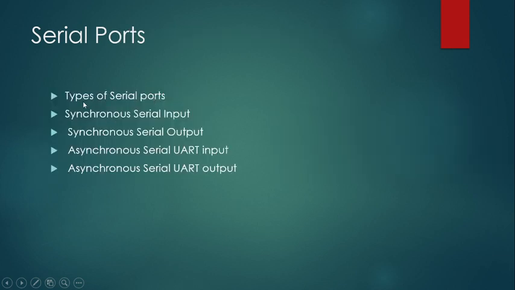Now there are different types of serial ports: synchronous serial input, synchronous serial output, asynchronous serial UART input, and asynchronous serial UART output. So there are several types of serial ports, that is, input ports and output ports, and the communication can be either synchronous or asynchronous. In asynchronous mode, it follows the UART protocol. So this is our first section, where we have to see in detail the asynchronous UART protocol. First of all, we need to know what synchronous and asynchronous modes are.